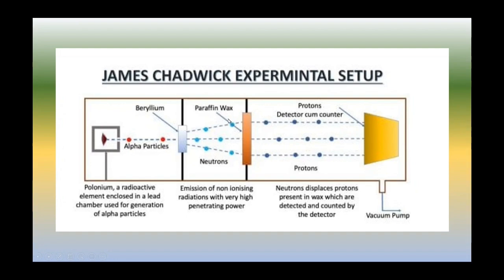And then when this passed through the paraffin wax, it displaced the protons, which were detected by this detector, and therefore they concluded and named it a neutron, meaning it has a neutral charge. Okay, that is why it displaces the protons here in the paraffin wax.